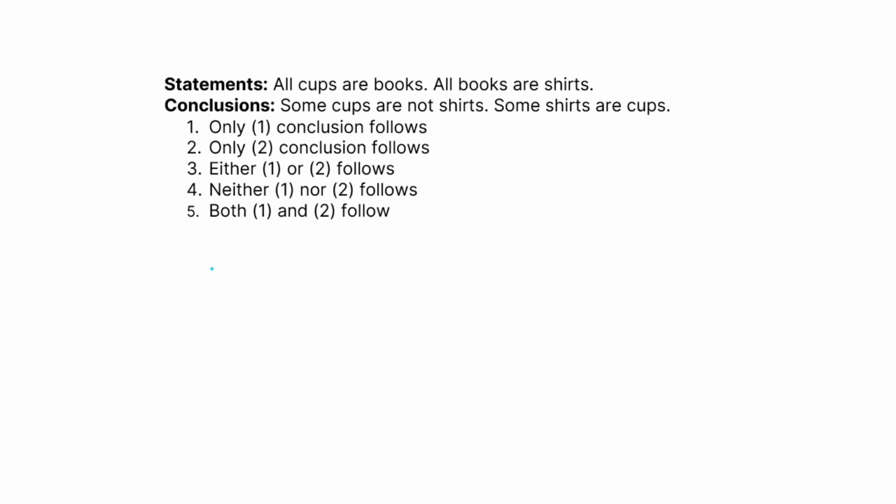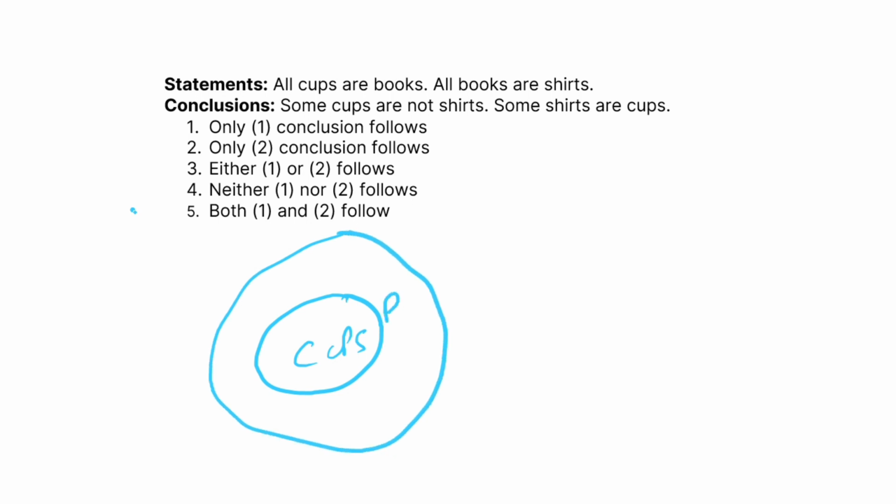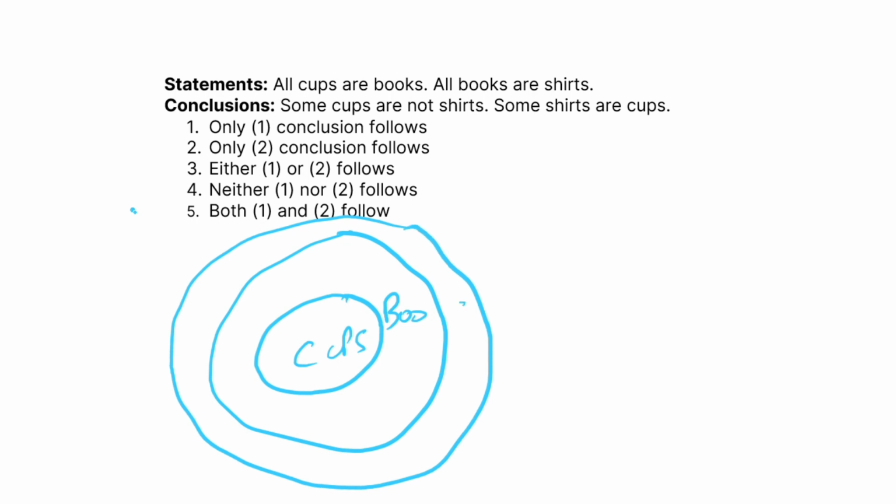All cups are books. All books are shirts. Also, what conclusions are they saying? Some cups are not shirts. No, it is not correct. Some shirts are cups. So only two follows. Okay, so there is not much explanation we need to give for these kinds of questions.